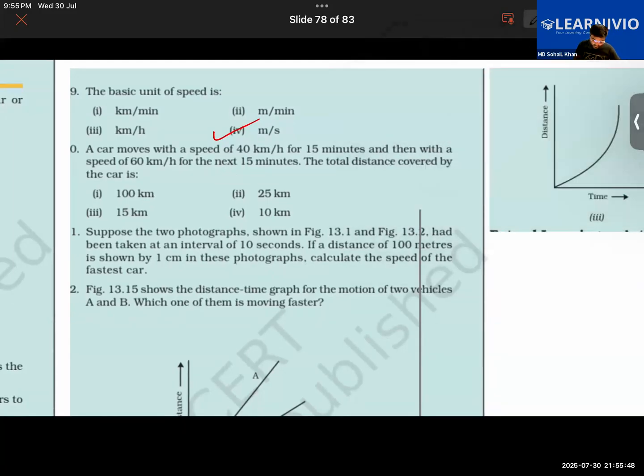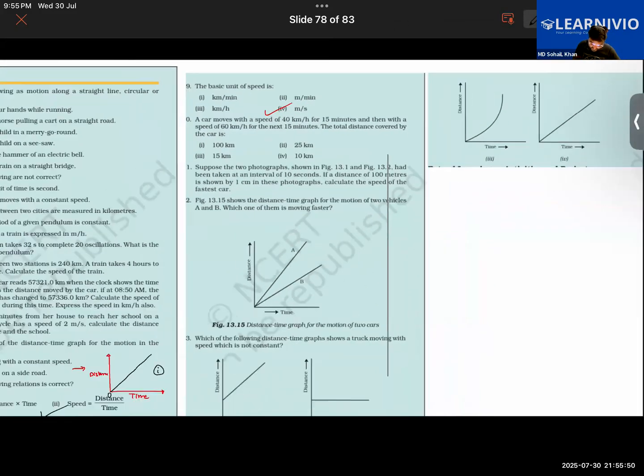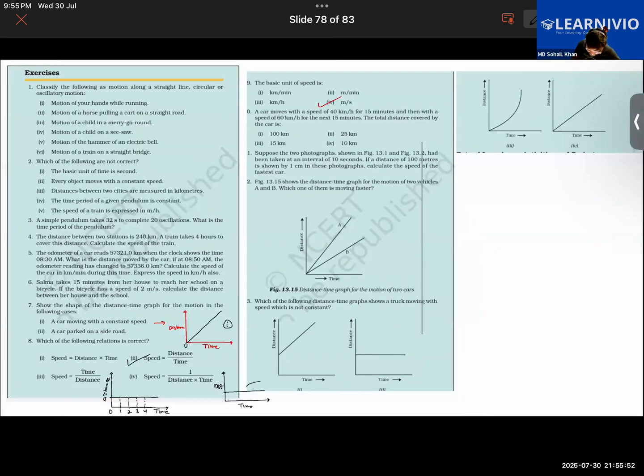The question here says that a car moves with a speed of 60 kilometers per hour for the first 15 minutes. It's going to be less than that. Let's stick to the solution right now. We have to follow a proper sequence and a standard procedure. Is it 25 kilometers? We have to divide it by 4, because 15 is one fourth. Just hold on and listen to me, everyone.